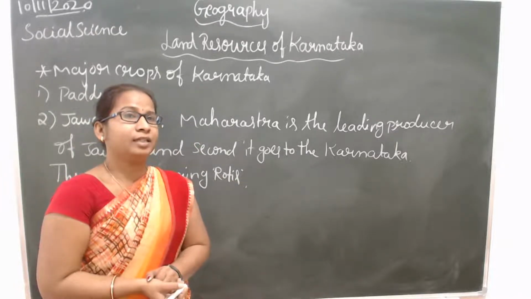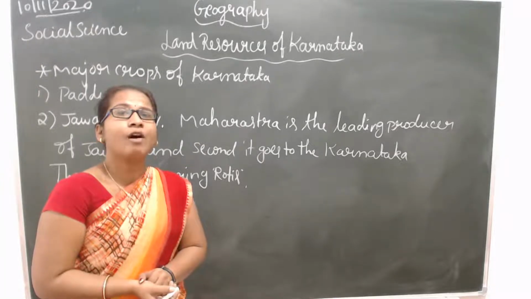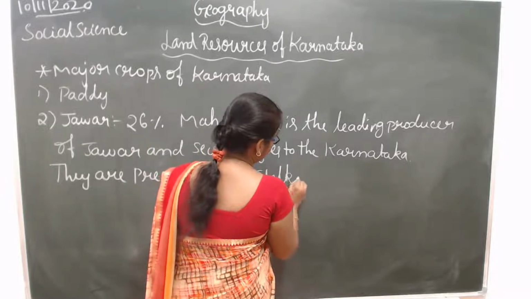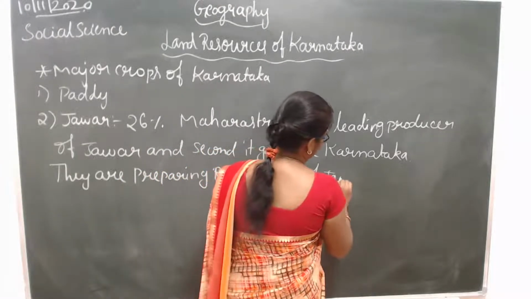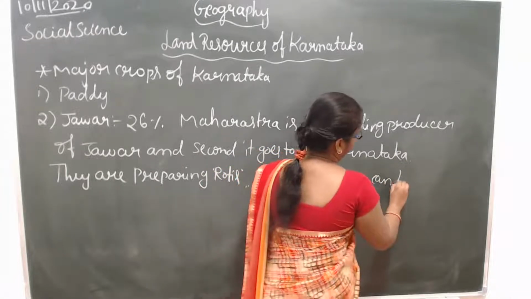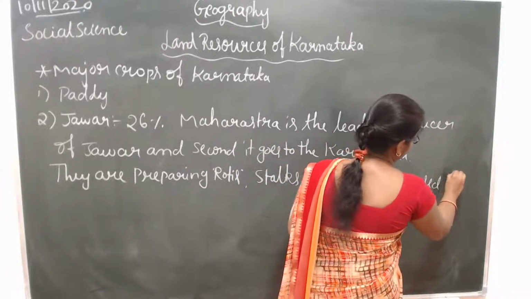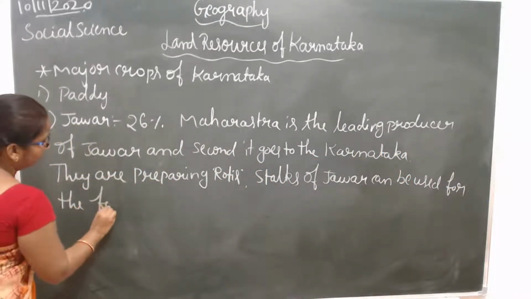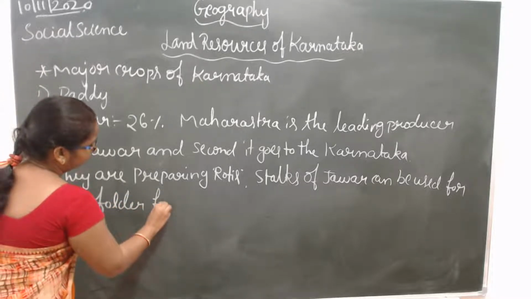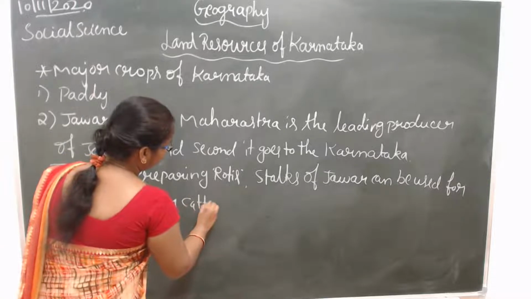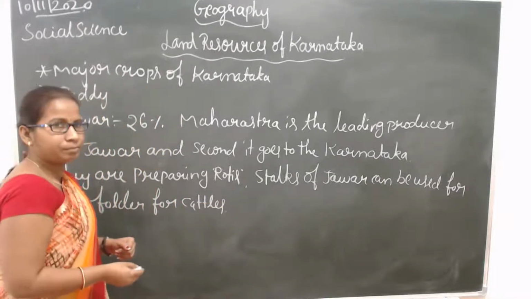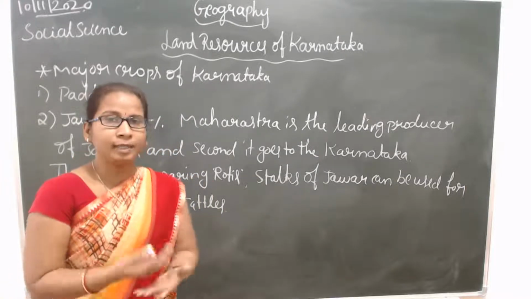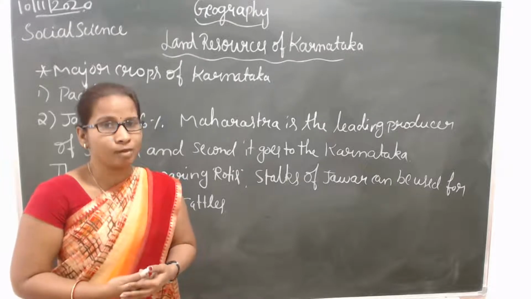The stalk of jawar can be used as fodder for cattle. So here the stalks can be used as fodder for cattle. Cattle can use these stalks, meaning it becomes food for the cattle. And jawar becomes food for human beings.